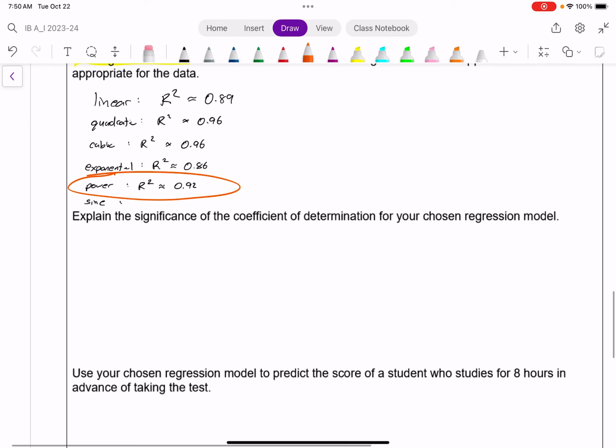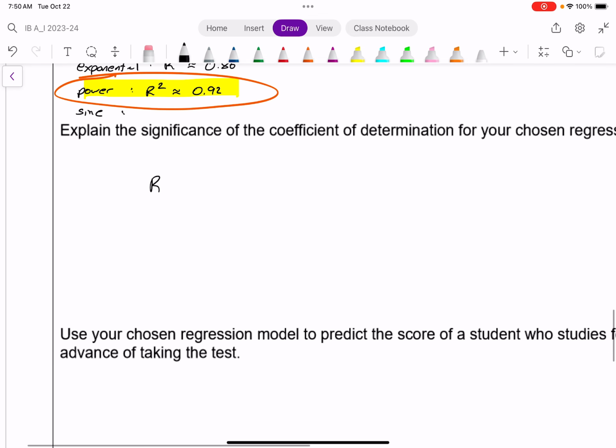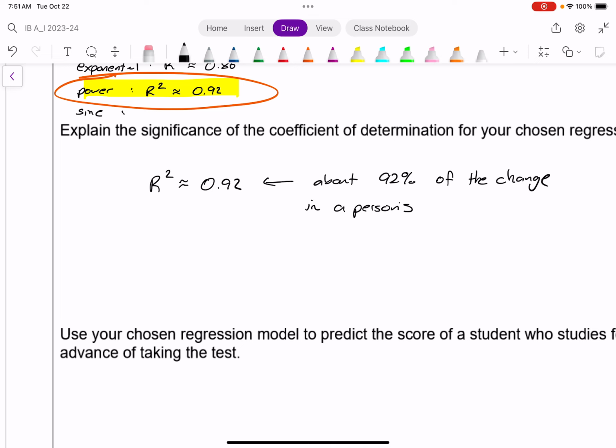So again, those r squared values are important, but we can't be robotic in our thinking and just find the highest one. So now that I'm selecting this one here, what's the significance of that r squared value? We saw this last time. An r squared of about 0.92 represents that we can say about 92% of the change in a person's score on the test can be accounted for by the change in study time.